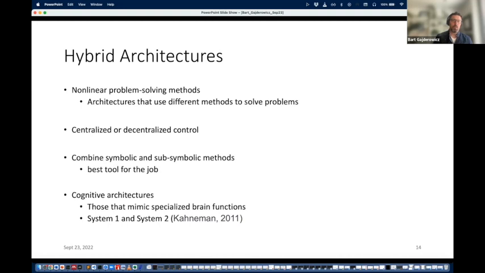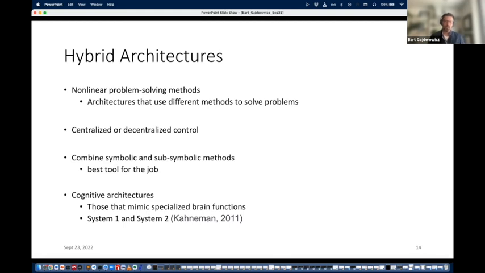And some of the characteristics of these architectures, one is nonlinear problem-solving methods. Right? So instead of having a pipeline or one giant model doing one thing, these architectures use different methods to solve different problems, right? And those problems can be broken up into sub-problems and reasoned about separately from their representation, or from their perception, or from their data. The control for these different problems and problem-solving methods could be centralized or decentralized. And I'll show you some examples of these in a couple slides.